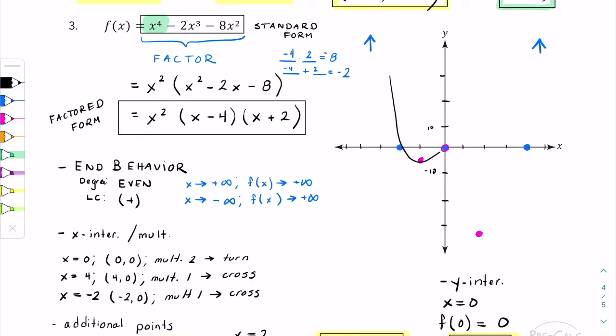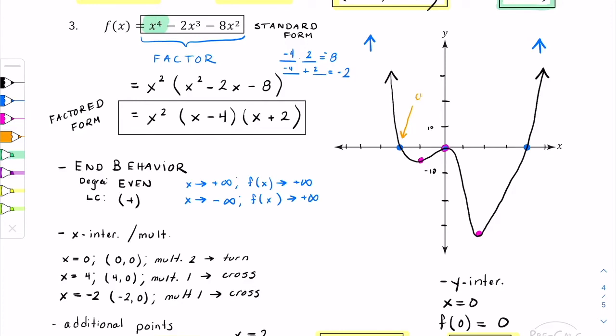I'm approaching the 0 at 0, which my multiplicity says to turn at that point. So I need to come down, I need to hit that point, turn at 0, head back down, make sure you touch your additional point, head back up where I'm crossing at 4, and I'm heading up forever. Make sure your ends of the graph match your end behavior. Make sure at every point the multiplicity matches with what we determined.